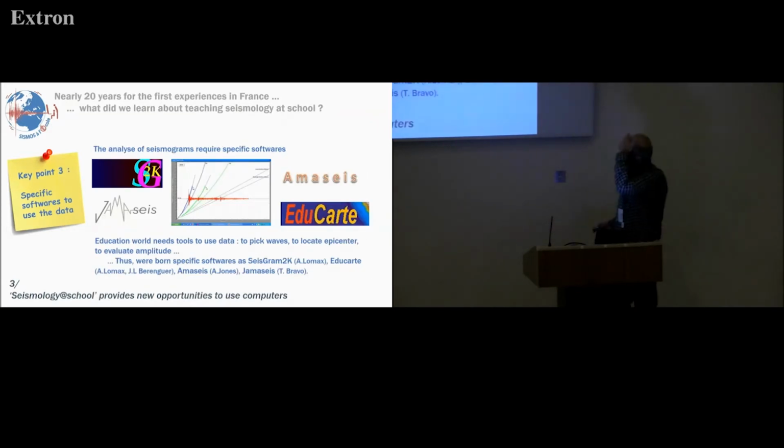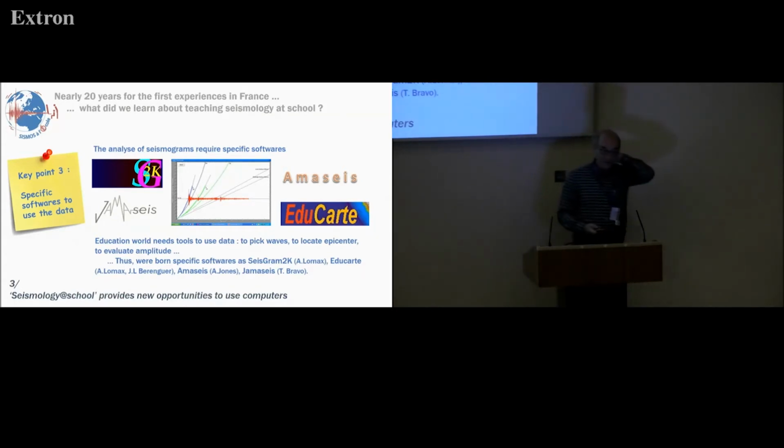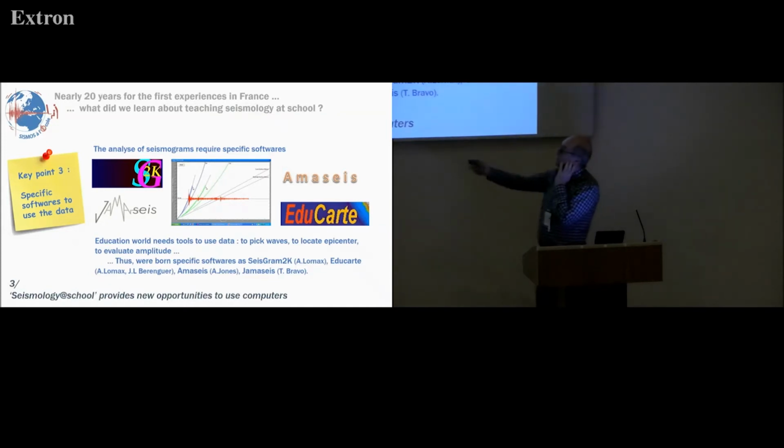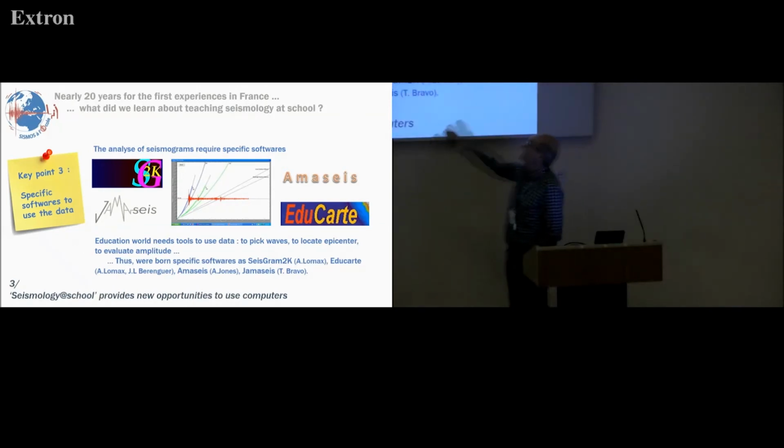The third lesson: data is nice, the seismometer is nice, but after the data you need software. And it's the same thing. Teachers cannot use a lot of the software coming from the research community. So we have to provide software. Sometimes we have to create software specifically for education. You know Seisgram 2K, I guess. People said to me that Anthony Lomax will be there tomorrow. But we have a special school version of Seisgram 2K with more colors, with things a little more fun, of course. You know Jamaseis, of course.